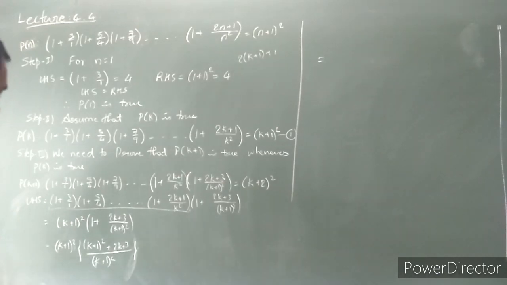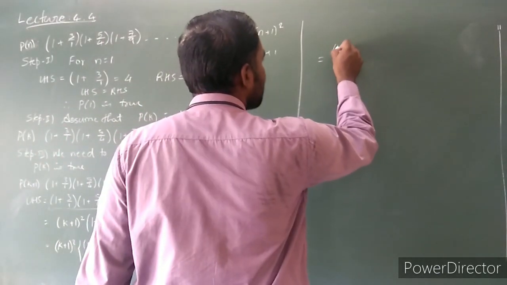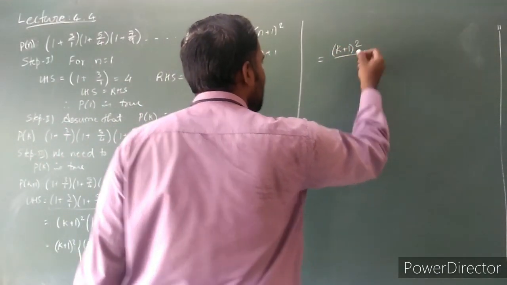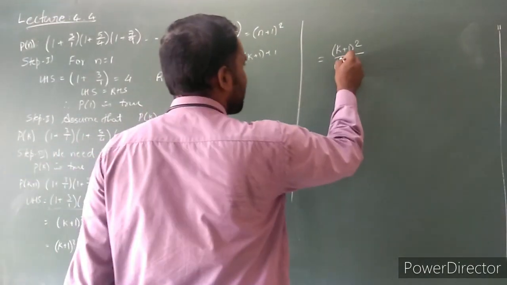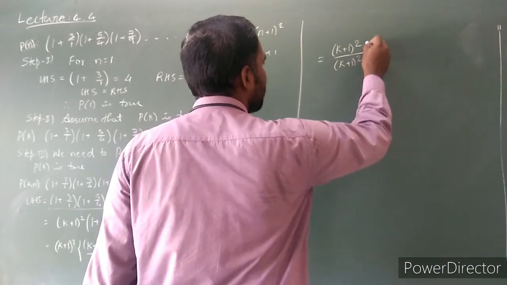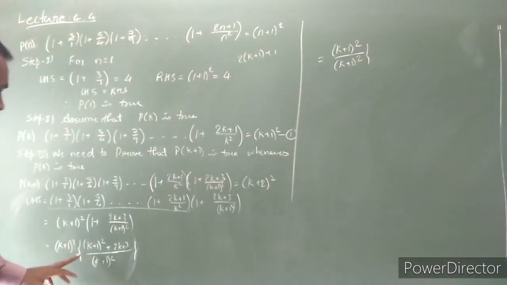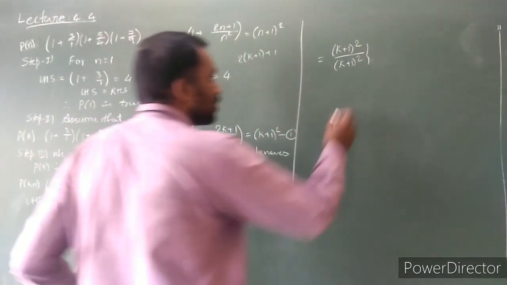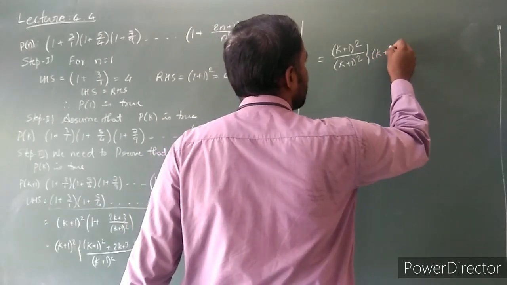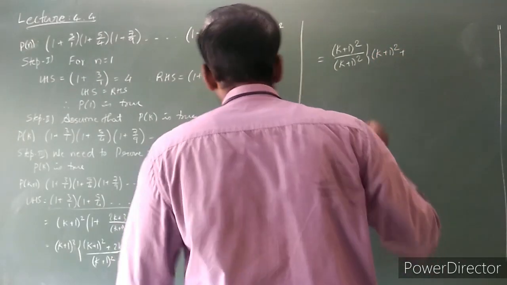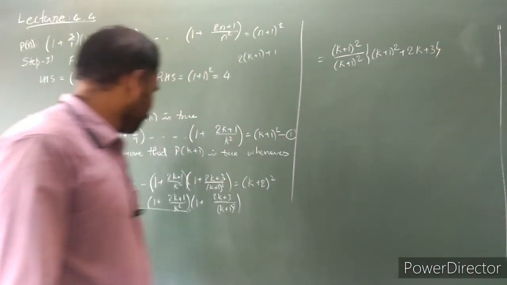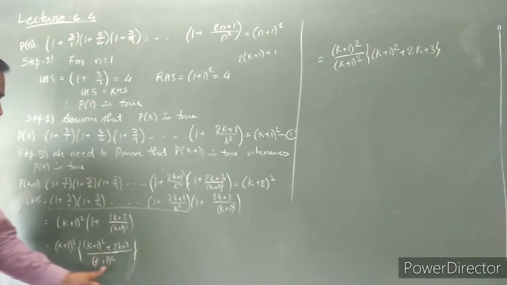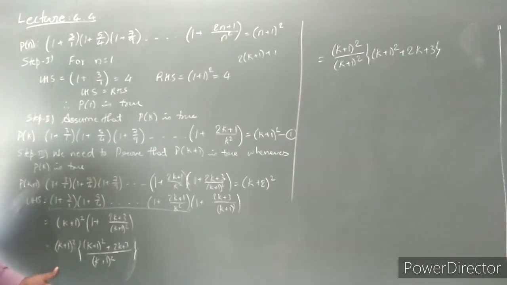So observe that (k+1) whole square outside, (k+1) whole square is there. In the flower bracket, the denominator (k+1) whole square is there. You can keep it outside, nothing to worry. In the flower bracket, what is left? (k+1) whole square plus (2k+3) is left. Okay, are you sure? (k+1) as it is. This (k+1) whole square outside.